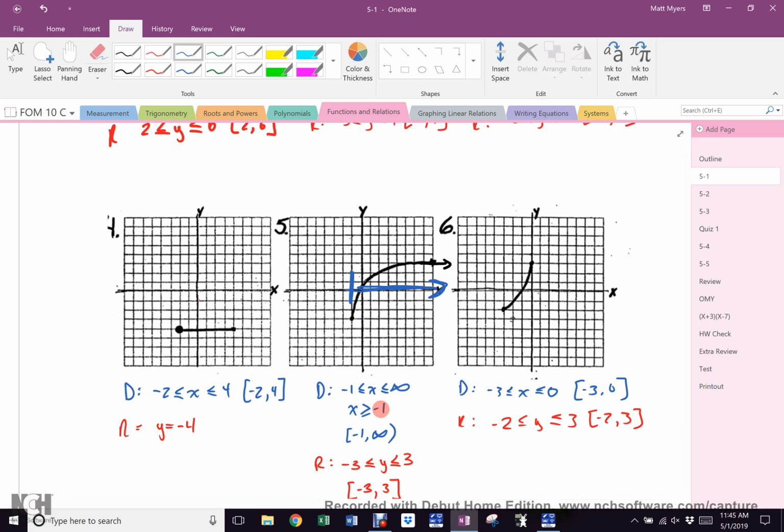Everyone good with the first page? Going once. Going twice. Going thrice. Spectacular.